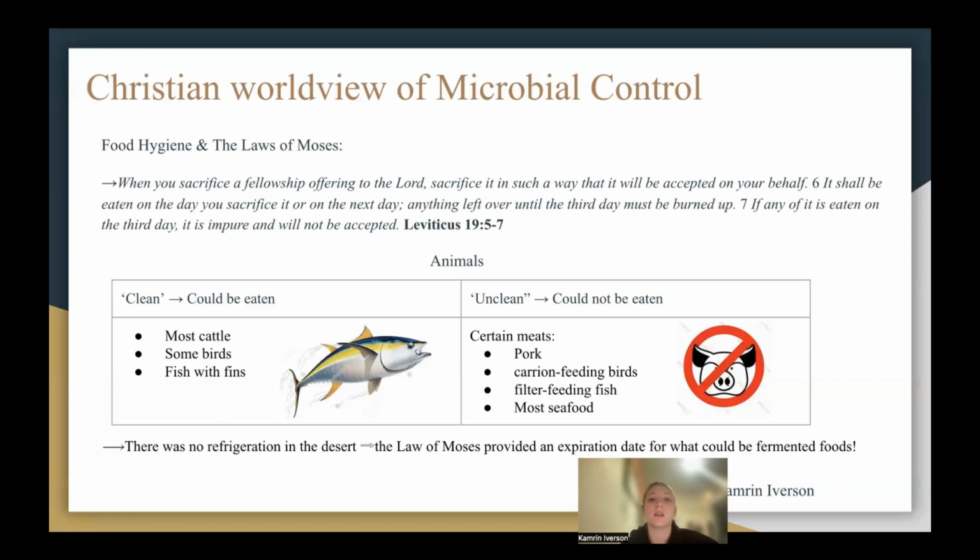And these animals consisted of certain meats such as pork, carrion-feeding birds, filter-feeding fish, and most seafood. From a hygiene standpoint, it can be depicted that the foods allowed to be eaten were inherently safer than the foods that were considered unclean and should not be eaten. Another important note is that there is no refrigeration in the desert, especially back in these times. So further, the laws of Moses would have provided an expiration date for what could be fermented foods.